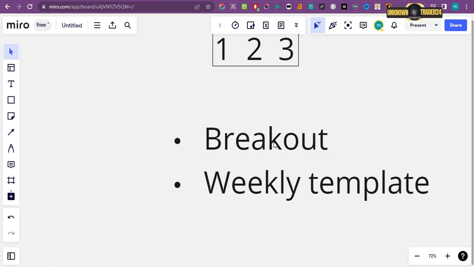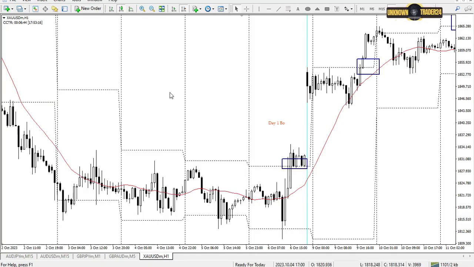It appears as 1, 2, 3 in terms of breakout traders in the market, and it also appears in terms of a weekly template. These are two separate setups. So here's how it works. Based on the breakout, we're going to go to our charts to actually look at this.